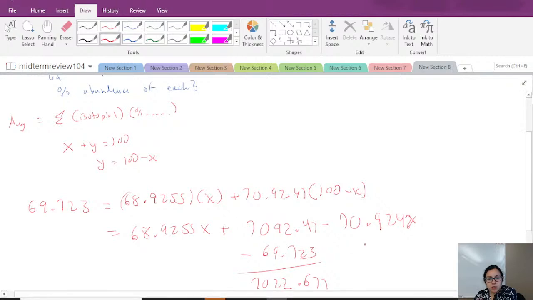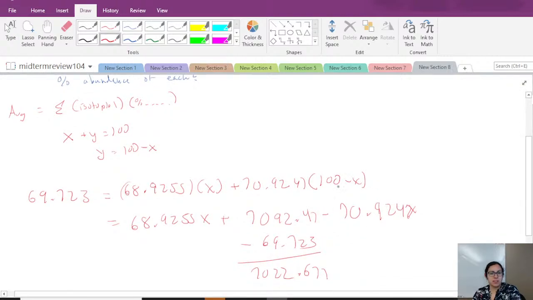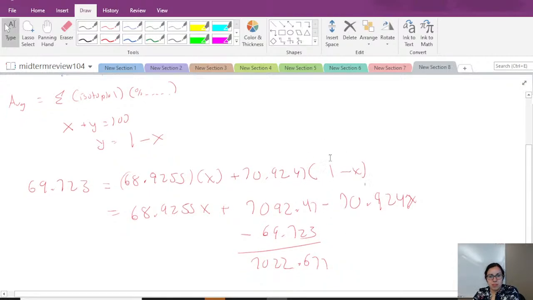Oops. I screwed up. This should have been 1 minus x. I'm so sorry, I led y'all astray. I was like, this isn't working. Since it's a decimal, I apologize. All right, one more time.